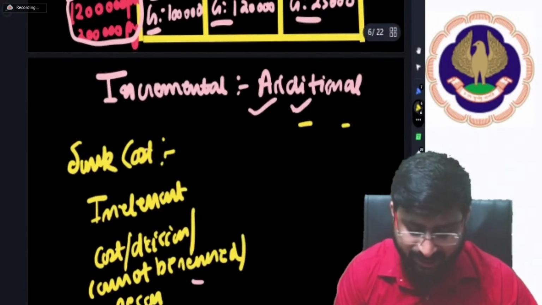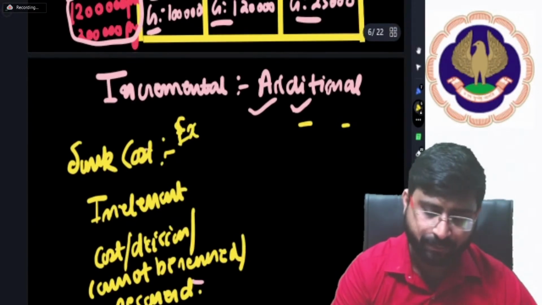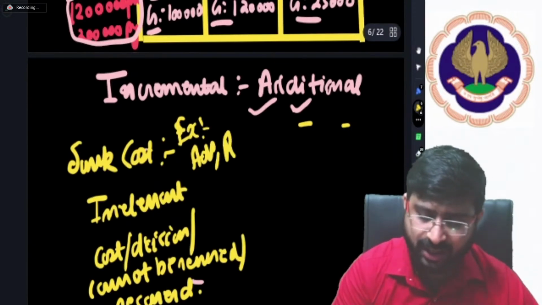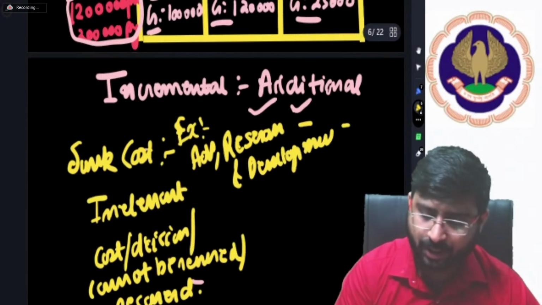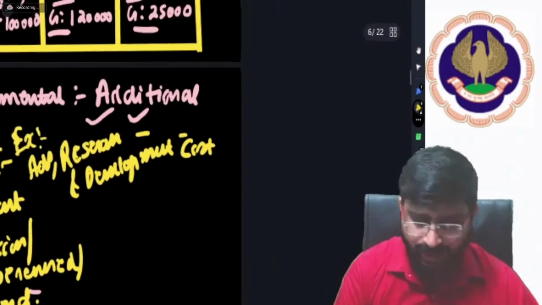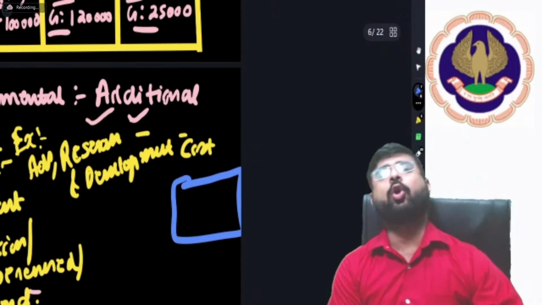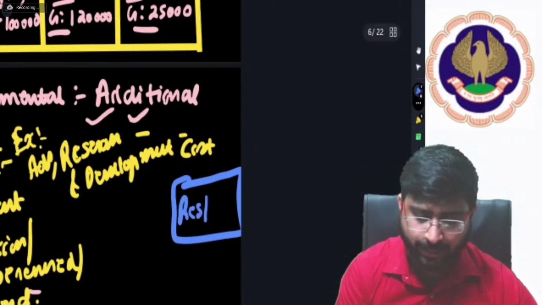Can you explain us, sir? Yes, I will explain. First of all, examples: advertisement costs, research and development cost, R&D cost as we call it. Now let me give you an example. Suppose, my dear friends, you decided that in your locality, you will open a hotel or a restaurant, let's say restaurant or a cafe, okay?